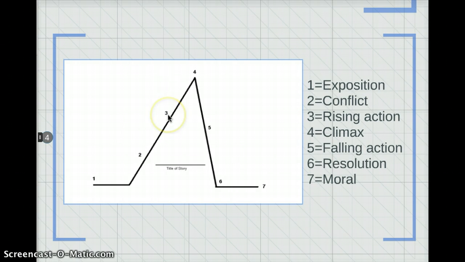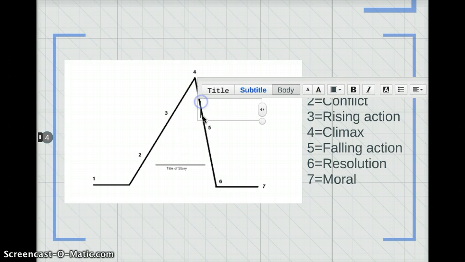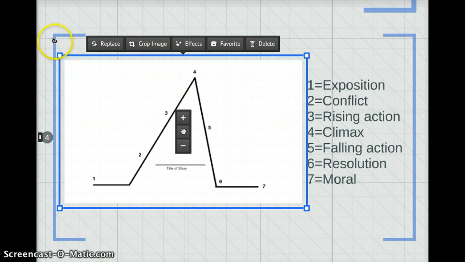Number three is the rising action. So notice that as we go up the triangle, we're climbing. This is where the different plot points are happening, okay? Number four is our climax, okay? A climax is the turning point of the story, where something happens that everything from that point on starts, you guessed it, going downhill, okay? Whoops. There we go, going downhill.